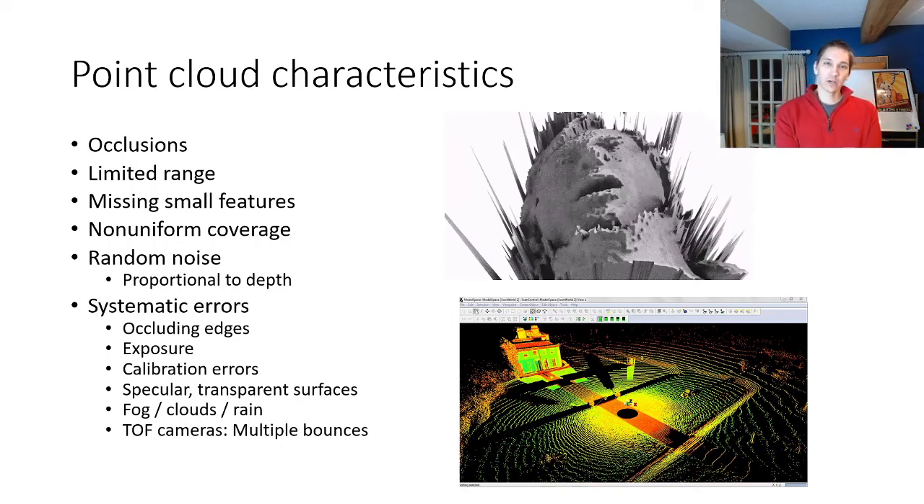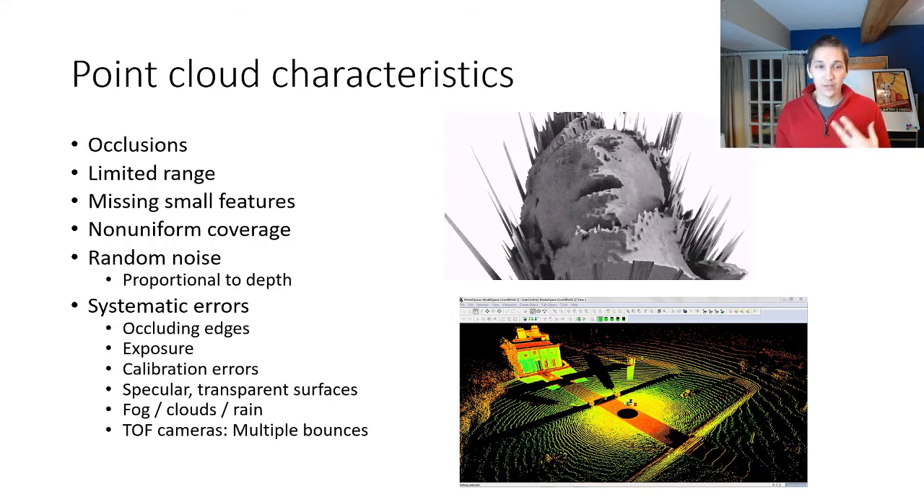They also have non-uniform coverage of the 3D scene, so objects that are farther away will have a sparser sampling in terms of points per unit area compared to objects that are close to the sensor. There's also going to be a lot of noise in these images, typically proportional to depth, so you'll often see characteristics like 1% or 2% depth measurement error, meaning that if you are 1 meter away, you're expecting to see, for example, 1 centimeter of error in the depth.